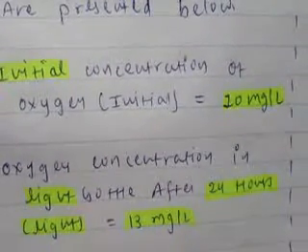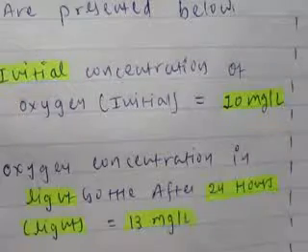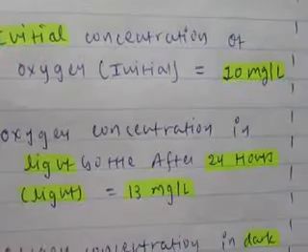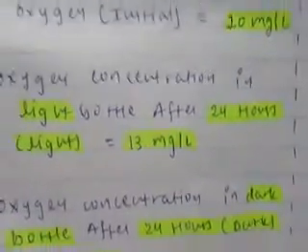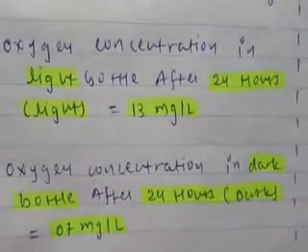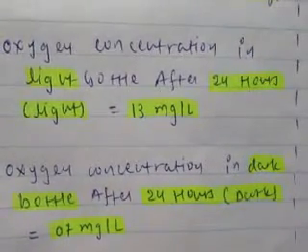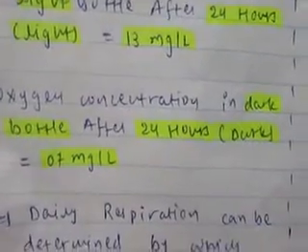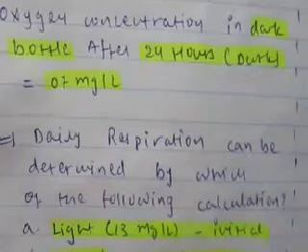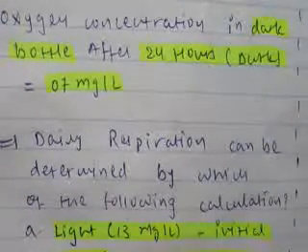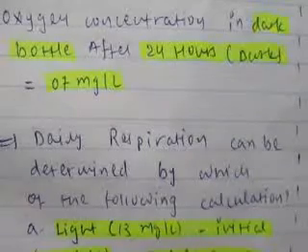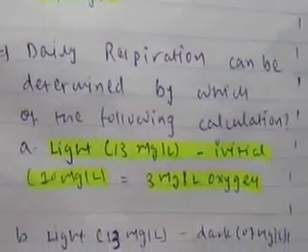Oxygen concentration in the light bottle after 24 hours of incubation time period is given, that is 13 mg per liter, and oxygen concentration in the dark bottle after 24 hours is given as 7 milligram per liter. Based on this information, daily respiration can be determined by which of the following calculations? So we have to find the correct calculation among the answer options.